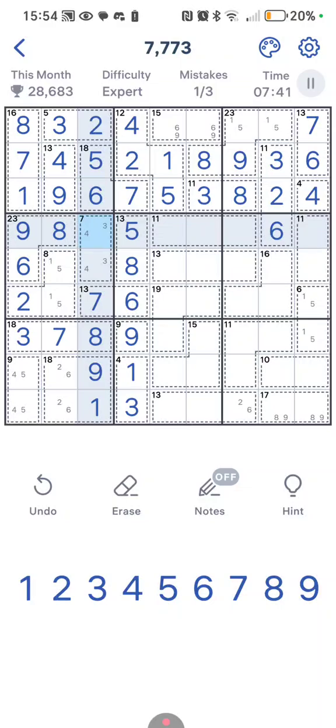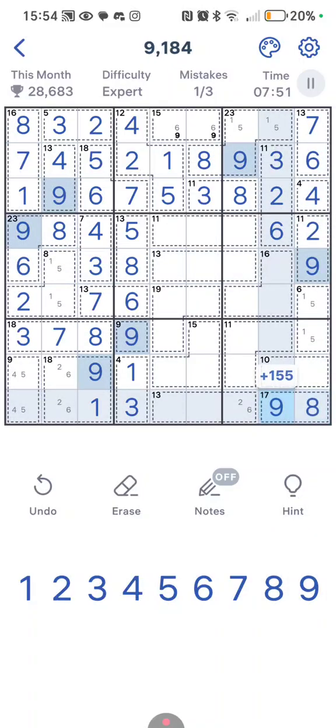Which means that this has to be 4 and this has to be 3. Because it can only be 2 and 4, can't be a 3. This would be 2 and 9. So 8, so 9. Okay. This has got to be a 3. Because of what's up here. 7.